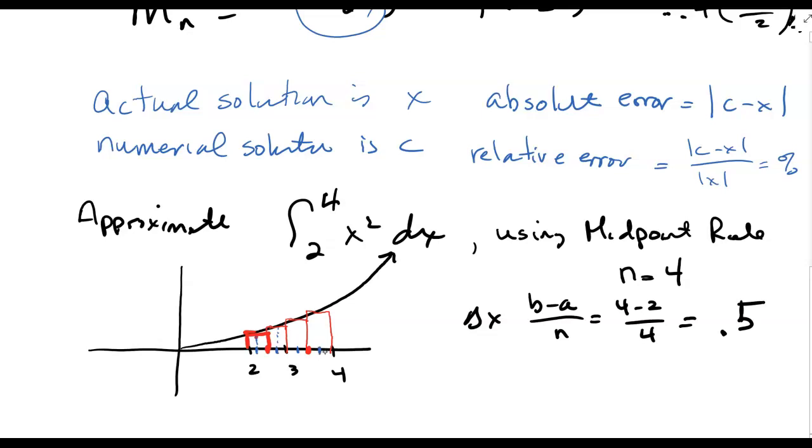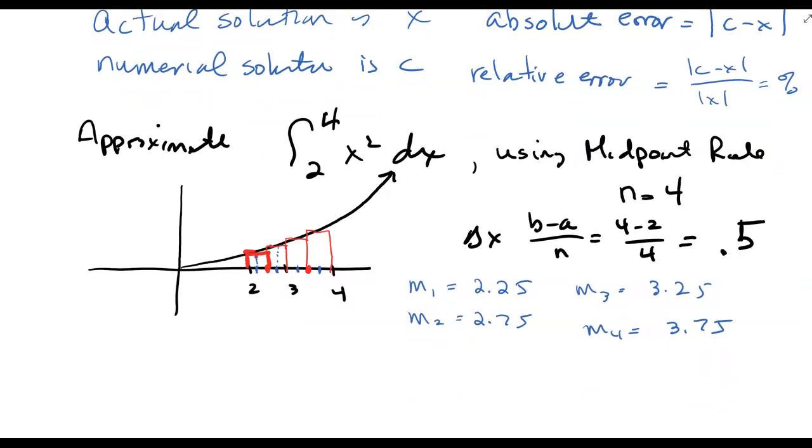Your midpoints are your x sub i values. So let's calculate. Midpoint 1 is between 2 and 2.5, so it's 2.25, right? Midpoint 2 is between 2.5 and 3, 2.75. Midpoint 3 is 3.25, and midpoint 4 is 3.75. So there's your midpoints.